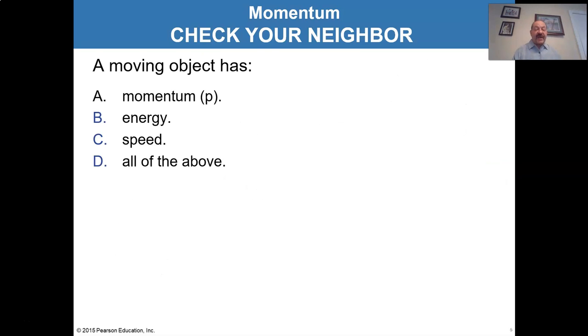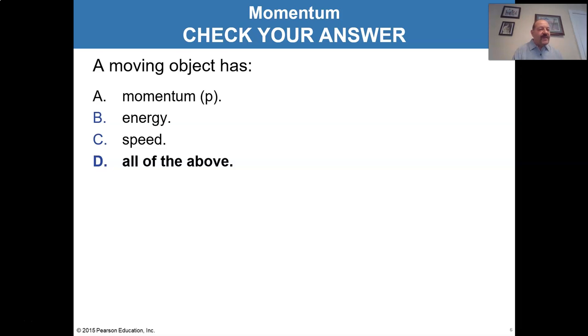So a moving object has A, momentum, B, energy, C, speed, D, all of the above. Well, it's moving, so we know it has speed, and anything with speed has energy, what we call kinetic energy, and we'll talk more about that in the next unit. And if it has movement and it's an object, that means it has mass, it has matter, so it has mass. If it has mass and it has matter, it has momentum.